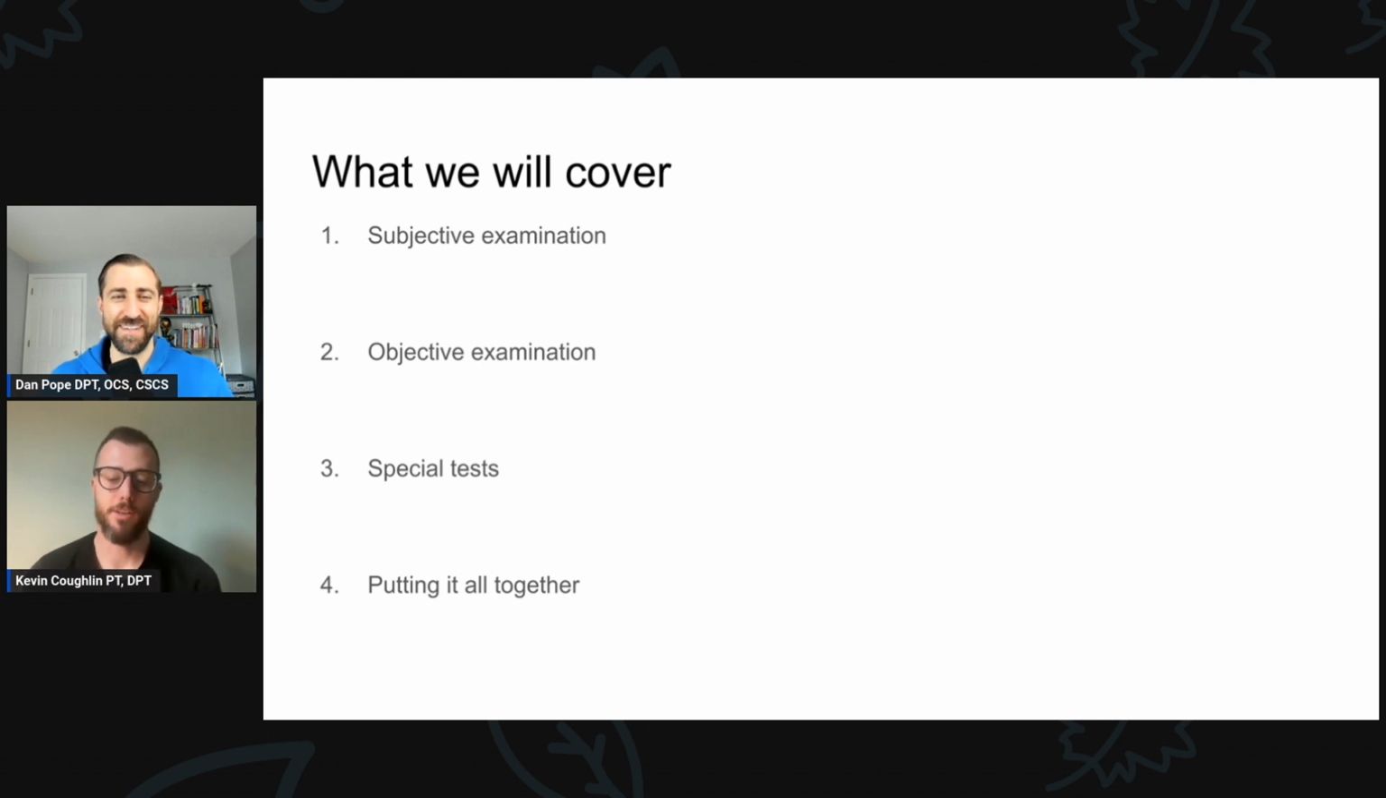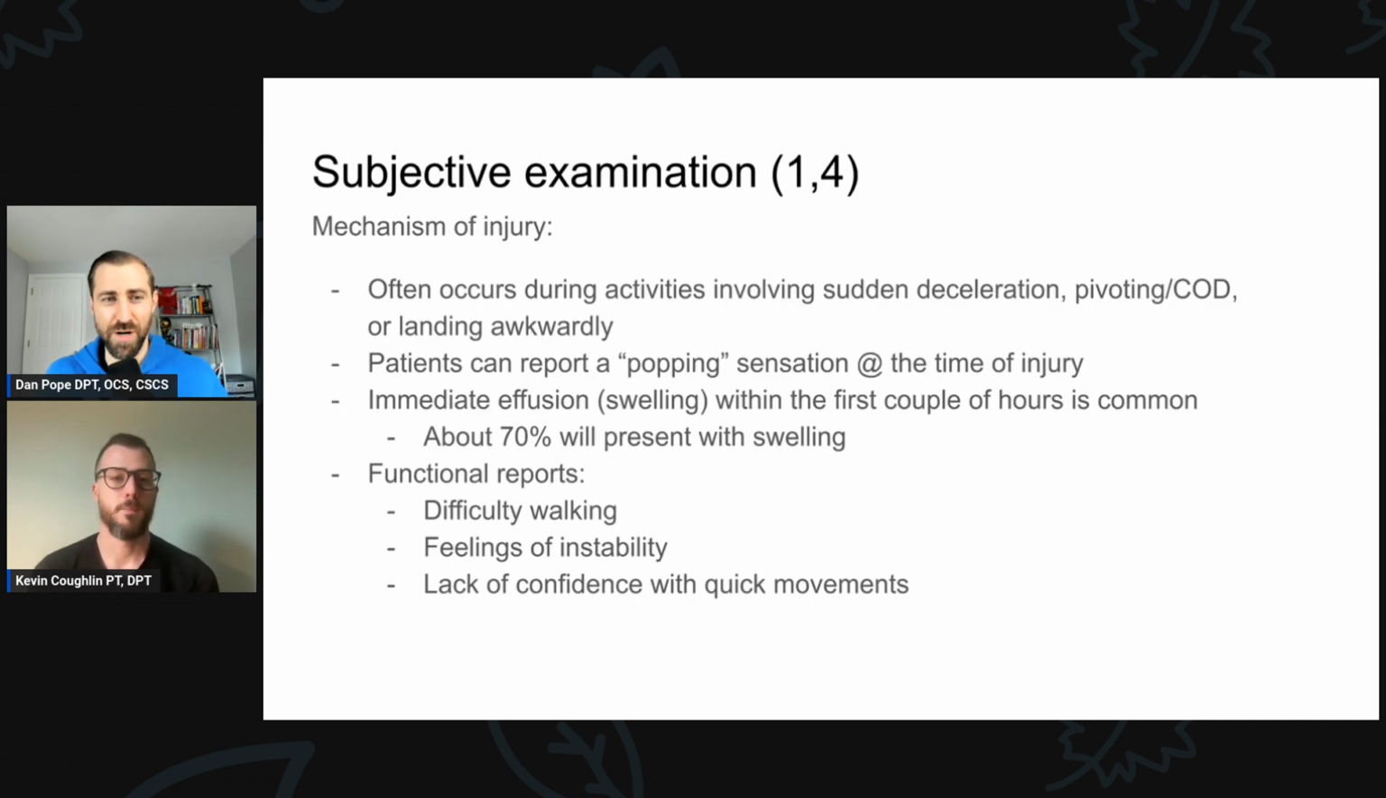So yeah, this is a pretty concise episode. I think we're really going to focus on the tests associated with diagnosing ACL. So we're going to go over the subjective examination and what you're going to hear from the patient, what questions you want to ask to rule in or rule out an ACL tear. We're going to go over the objective examination, so all the basics, but then include a special section on special tests, and then putting it all together for coming up with the accurate diagnosis. I'm so pumped. Let's go.